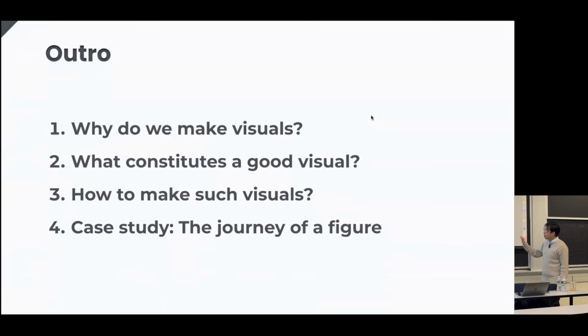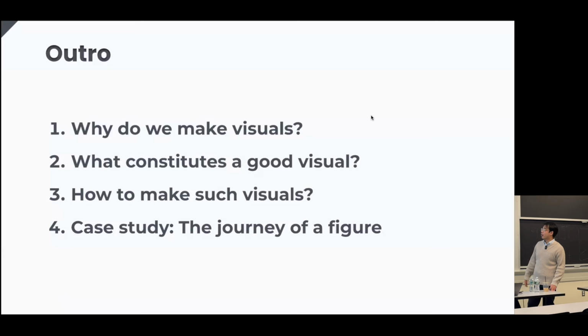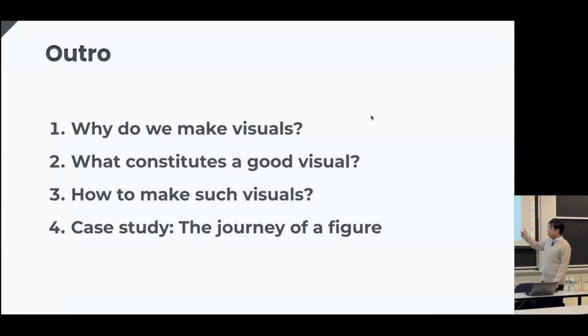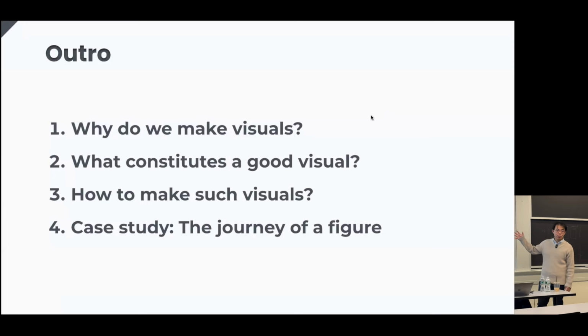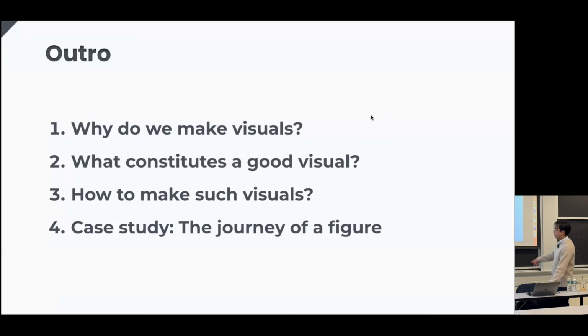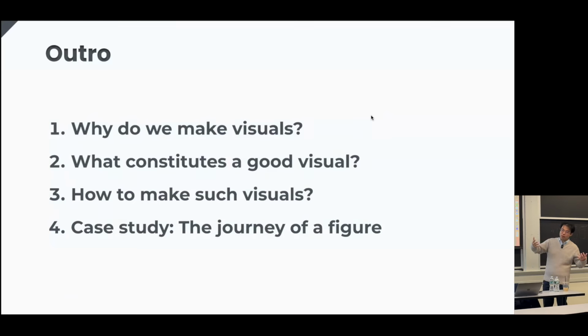So now, this is this class. We covered the reason why we make visuals: it helps us communicate information, and it helps us think about problems, right? And what constitutes a good visual? There are four points, right? Efficient, effective, faithful, and emphasize and de-emphasize information, right? And how to make such visuals? We have this I cubed process: ideate, implement, and inspect. And finally, the case study, where I showed two of my poor designs to you, and hopefully there's something helpful for you.